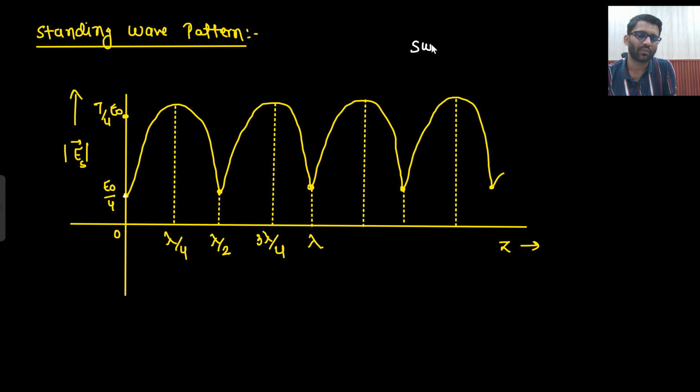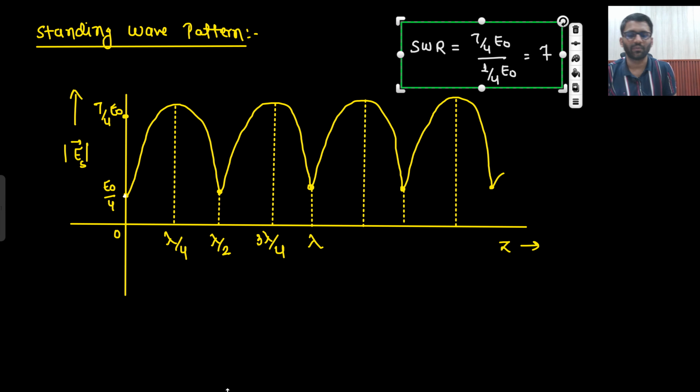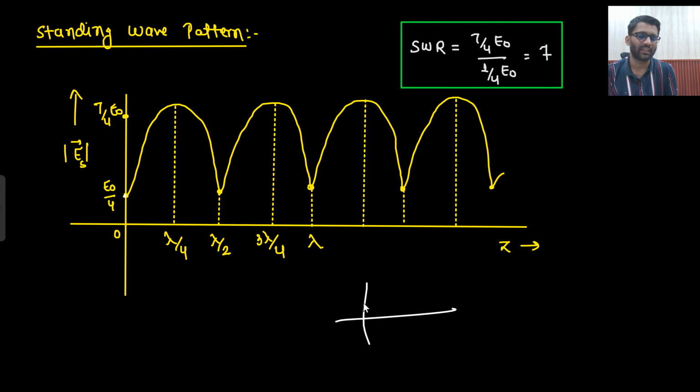And what is the standing wave ratio? For standing wave ratio, it doesn't matter whether minima occurs first or maxima occurs first. Standing wave ratio is only the ratio of maxima by minima. So that would be 7 by 4 E naught divided by 1 by 4 E naught, which is 7. This is just a representation of a standing wave. Actually, a standing wave is always dancing, like this, as we have already seen in the animation. The actual standing wave always dances. This is just how we represent a standing wave pattern.